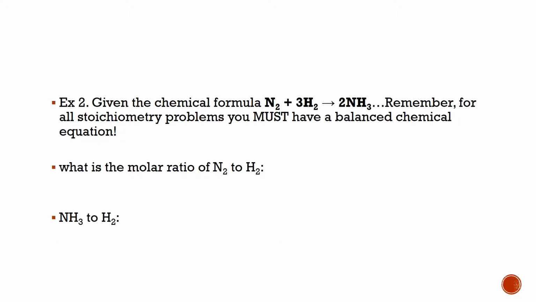So let's look at another example. Given the chemical formula, nitrogen plus 3 moles of hydrogen produces 2 moles of ammonia. Remember, for all stoichiometry you must start with a balanced reaction, so this one's already balanced for us. If the question asks what is the molar ratio of nitrogen to hydrogen, based on the coefficients in my balanced chemical equation, I would say the molar ratio is 1 to 3. If the molar ratio is asking for ammonia to hydrogen, and notice this time that I flipped the order, the molar ratio for this would be 2 to 3.